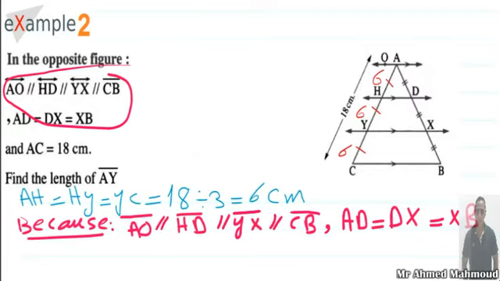Now I write the reason. I wrote the reason. Now I need to find the AY here, equal 6 plus 6 equals 12 centimeters.